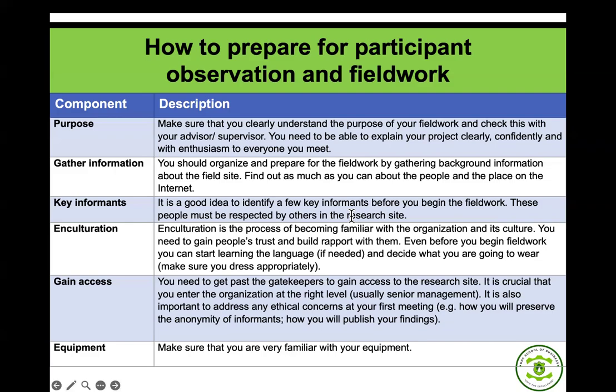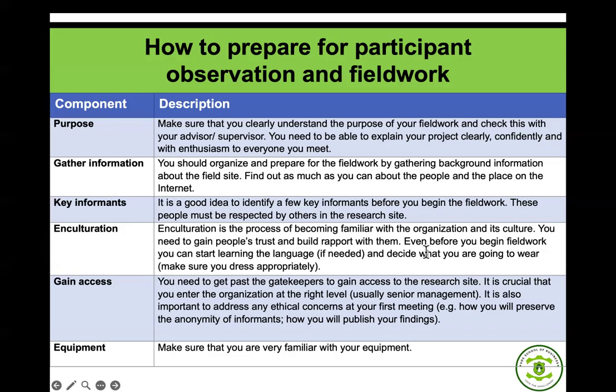The second component is gathering information or data. At this particular stage, you should be able to organize and prepare by gathering background data about the field site. You should also be able to learn as much as possible about both the people who are there and the place. You should be able to know all these things. Then the third component is the key informants. You should be able to identify key informants before you even begin the fieldwork. And the key informants are people who must be respected by you when you visit the site.